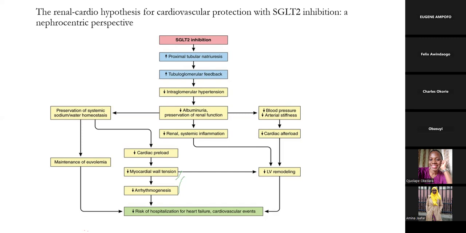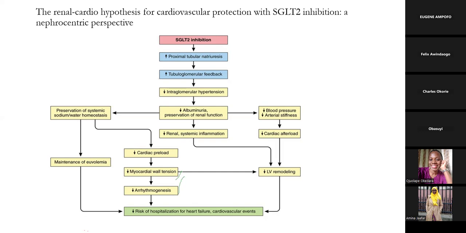Then, because of the preservation of systemic and sodium water homeostasis, you don't have so much sodium being absorbed with water being absorbed into the system. There's maintenance of euvolemia. Okay, that is for the patient with heart failure, and that contributes to what? Reduced risk of hospitalization for heart failure. They don't get decompensated to be admitted. That also leads to what? Decreased cardiac preload, decreased myocardial wall tension. And we know that contributes to reduced what? Myocardial oxygen demand. Okay. And also the reduced wall tension can also reduce left ventricular remodeling.